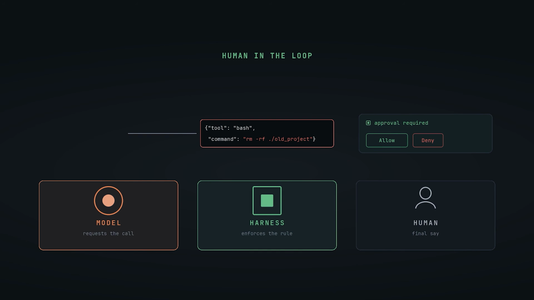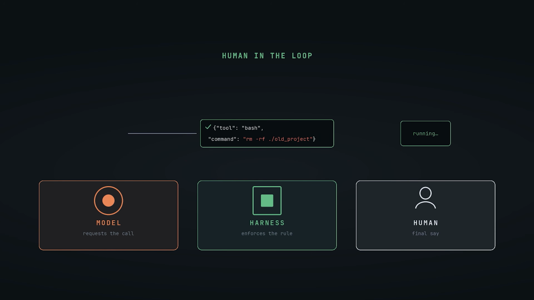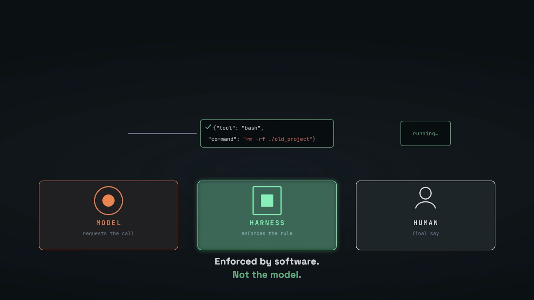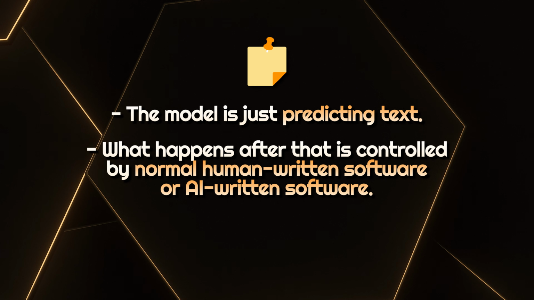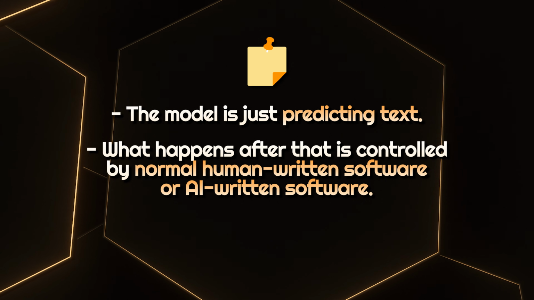So we're not going to call this tool unless the human presses a button. And the reason why we're able to do that and the model can't just override that is because this guardrail is written by the software, not by the model. And this is the key thing you're going to understand, is that the model is just predicting text, right? What happens after that is controlled by normal human written software, right? Or AI written software, whatever. And if we want to call a tool, for example, we can write something in the software that says, hey, in order to call this tool, you need to press this button, right? And then we press the button and it will call the tool.